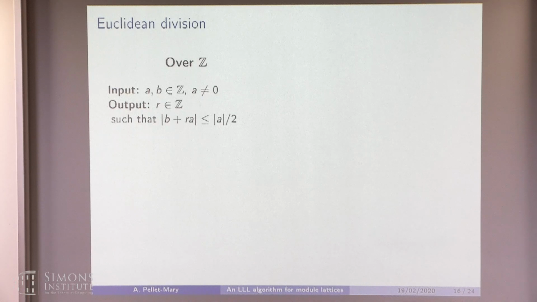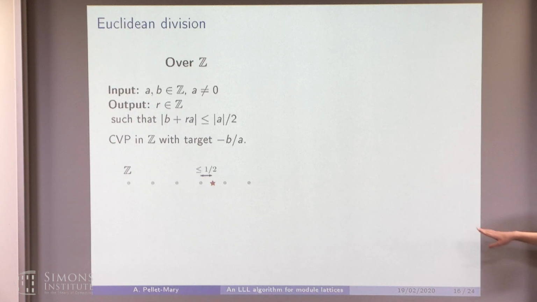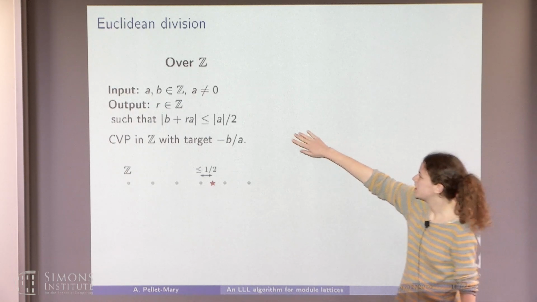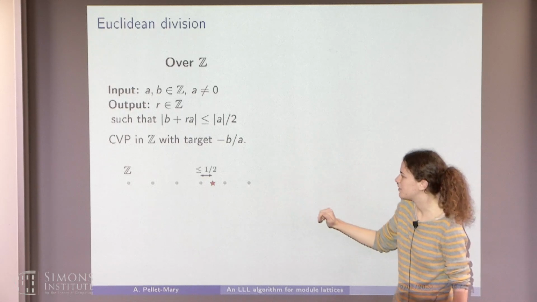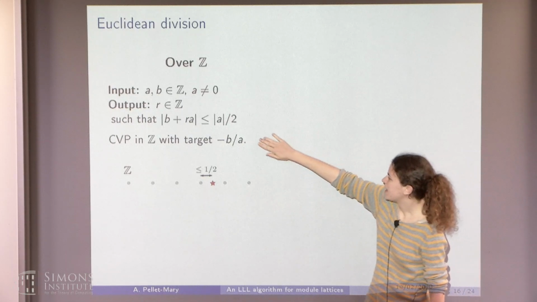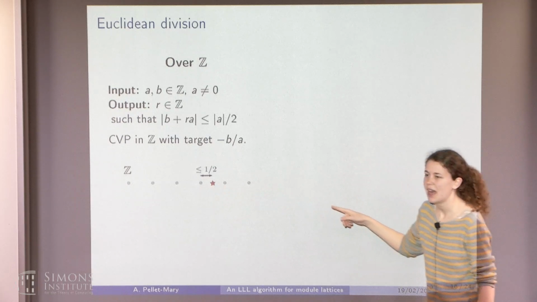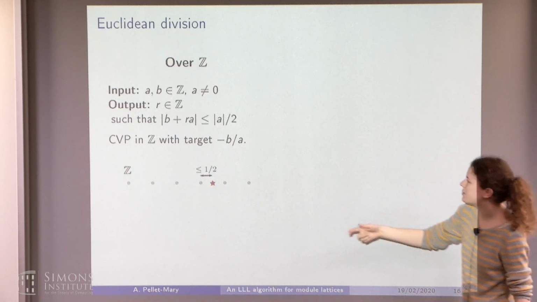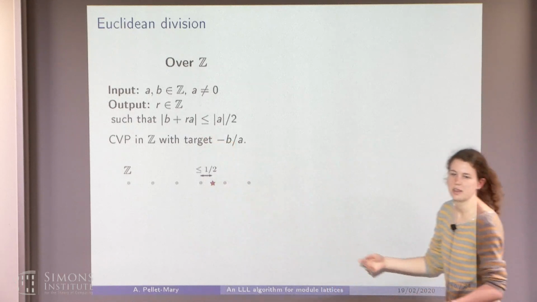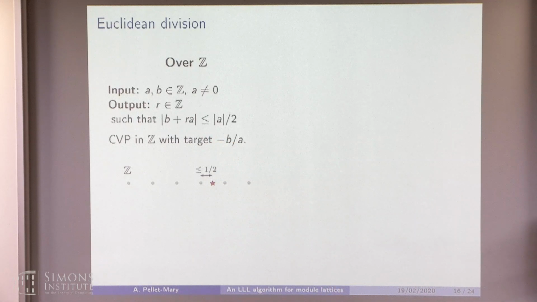Over Z, we have the usual definition of Euclidean division, which is in fact just a lattice problem. The fact that we have a Euclidean division simply means that the covering radius of Z is 1/2. Because if I take as a target minus B over A, I can always find a point in Z at distance at most 1/2. And this point is going to be R, such that the absolute value of B plus RA is smaller than A over 2.